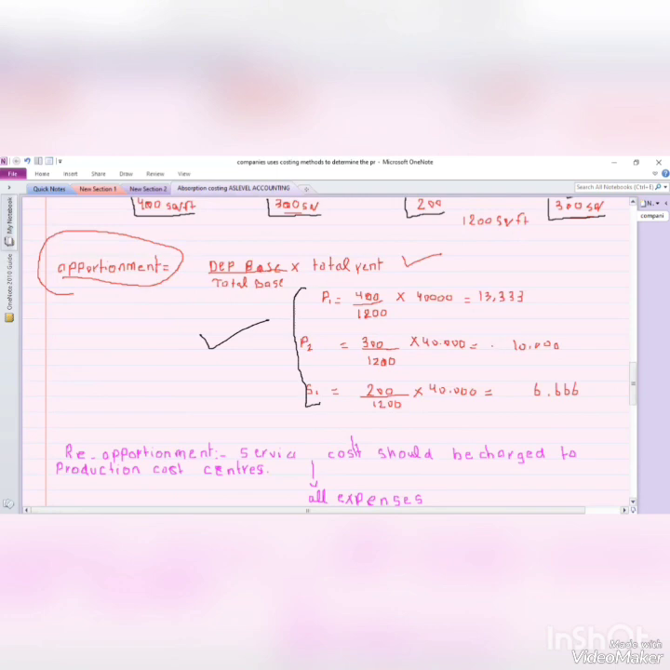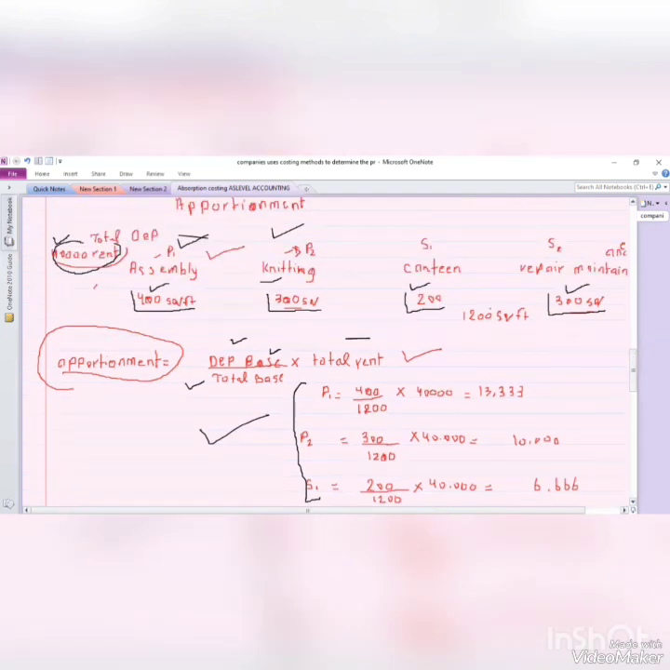Okay, so first of all, there is a formula of apportionment. The formula is department base over total base, multiplied by total rent, meaning total fixed overhead. The examiner would give you the department base, that is, how much floor area is captured by each and every department. What you have to do is just add these square feet and it will give you your total base.